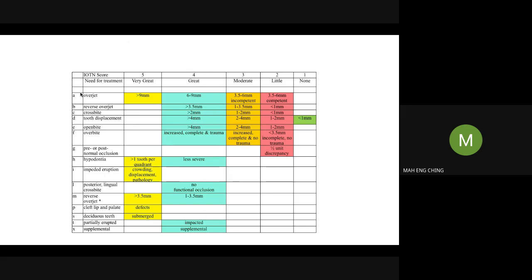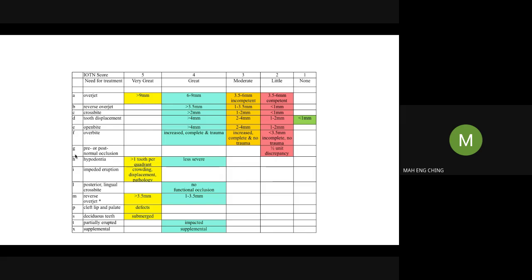So this number is according to the severity of the mouth occlusion. But this alphabet, they give you the category of the mouth occlusion. So A for overjet, B for reverse overjet, C for crossbite, D for displacement, E for open bite, F for overbite, then G is a pre and post normal occlusion.